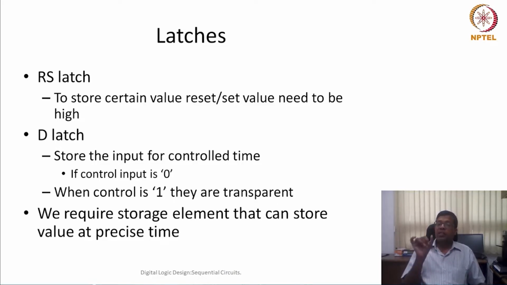Because if my control input is 1, whatever is at the input D would be transparently reflected at output Q. That means if D is changing, fluctuating, my output will also fluctuate. I also have to make sure that whatever I want to store is correct at this particular time. That's why these latches are also called level triggered. If the level is high, it triggers at this high level, and whatever is the input will be stored.